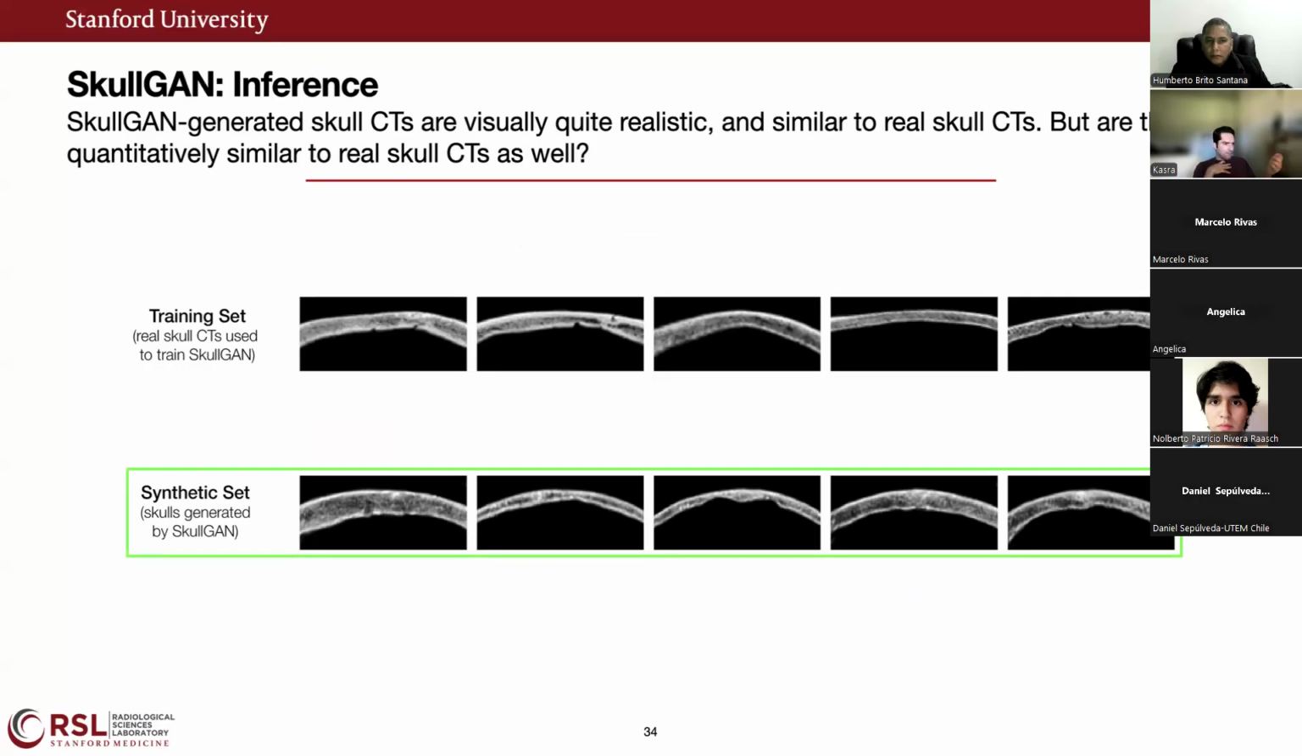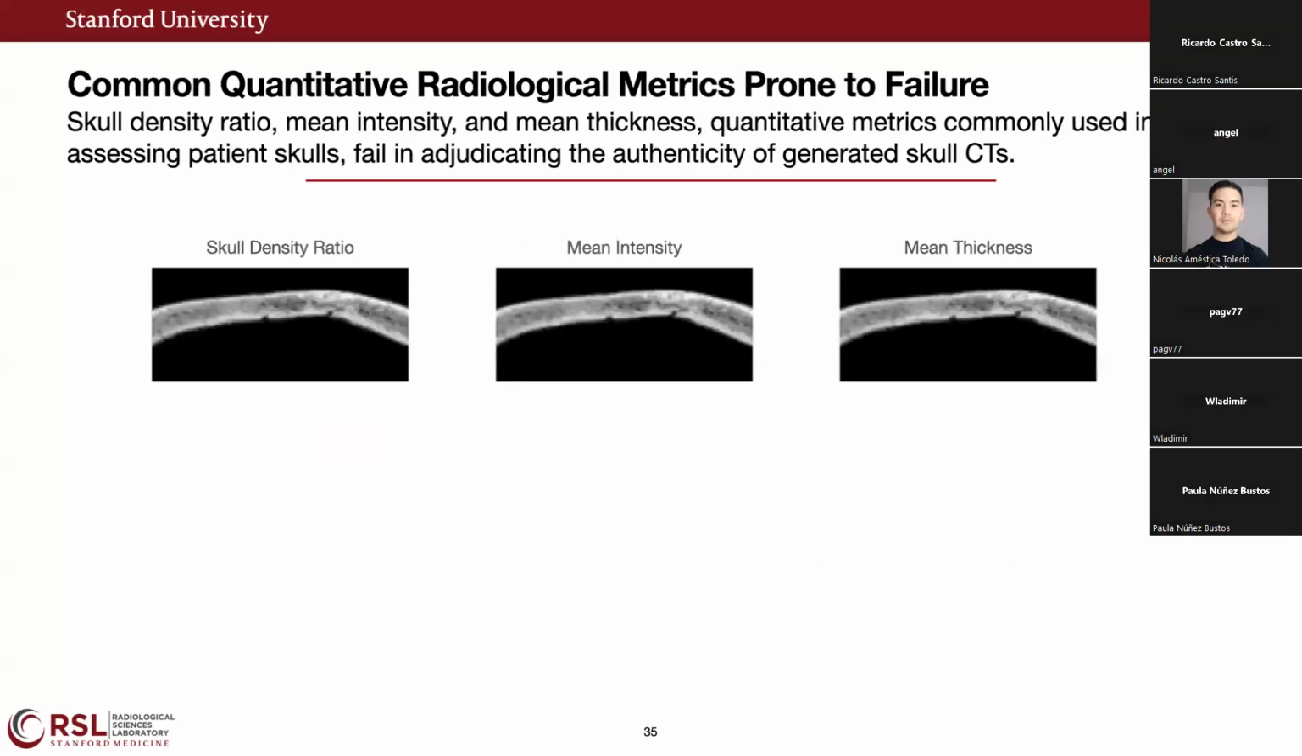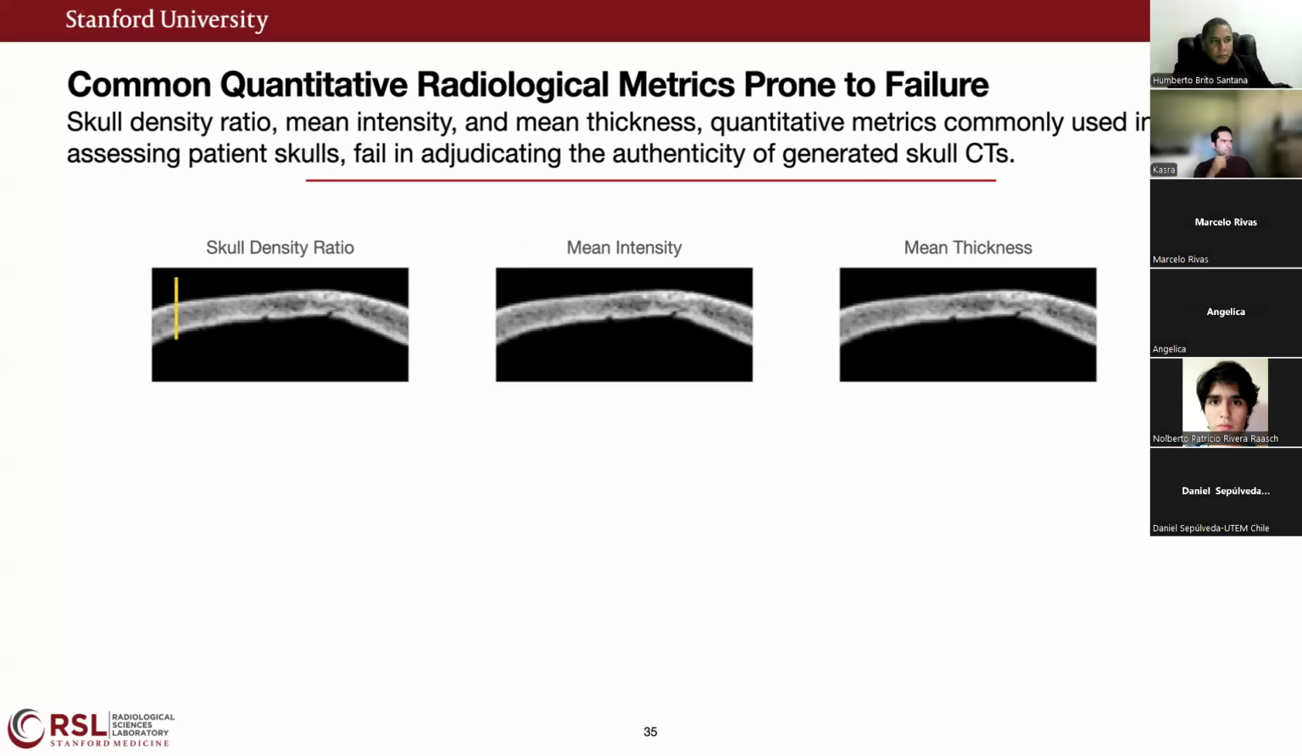Visually, if we inspect this, you can see that they look pretty realistic, but we obviously have to come up with quantitative metrics to confirm that they are, to the extent possible, indistinguishable from real ones. Some common metrics in the field are skull density ratio, mean intensity, and mean thickness. How are these computed? To compute skull density ratio, we took 32 rays down the skull segment, and for every ray, we would take the minimum density over the maximum density along the path of the ray and just average it out. We have 32 of those, we averaged over the 32.